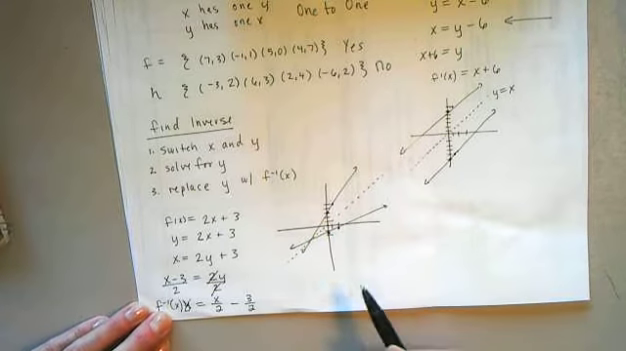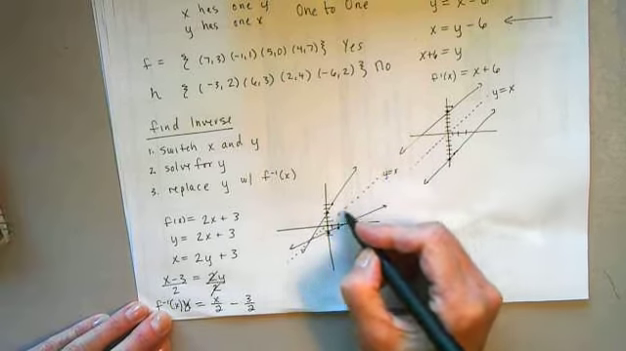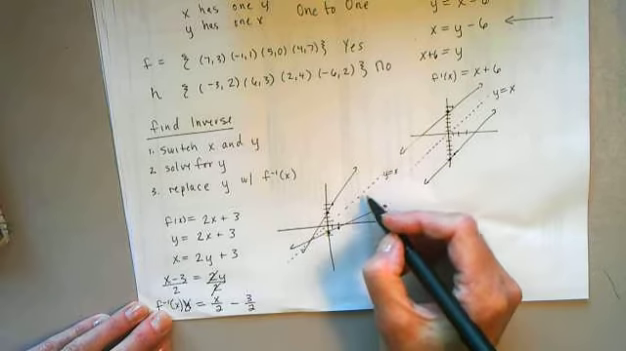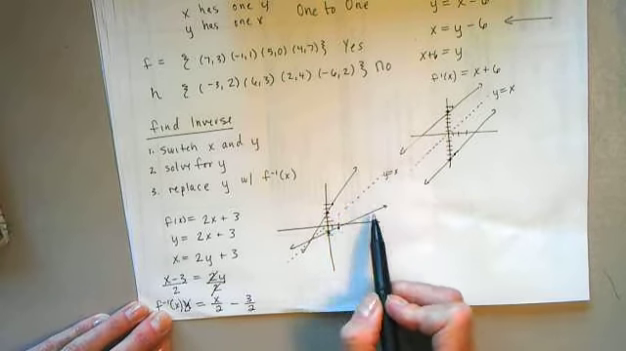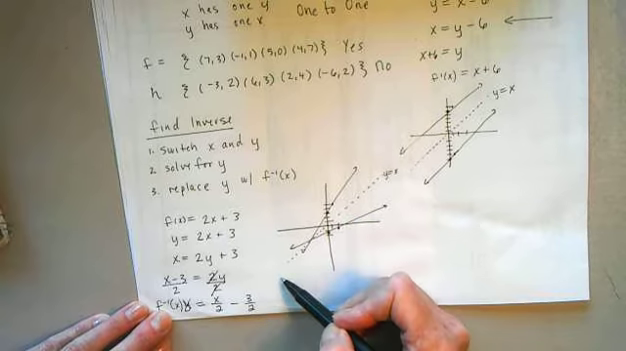Do you see that reflection? There's y equals x, and if I folded the graph right there, since we switched y and x, that will happen every time. They will mirror each other, reflect each other across that line.